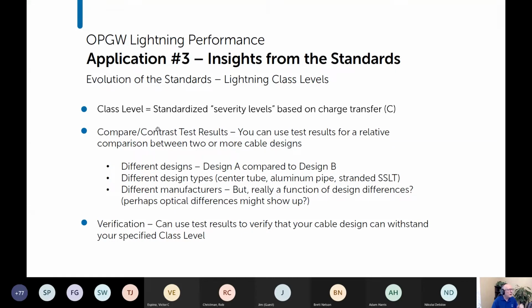And again, the last benefit of applying these lightning class levels is verification. So you can use the test results to verify that what you have specified is met.